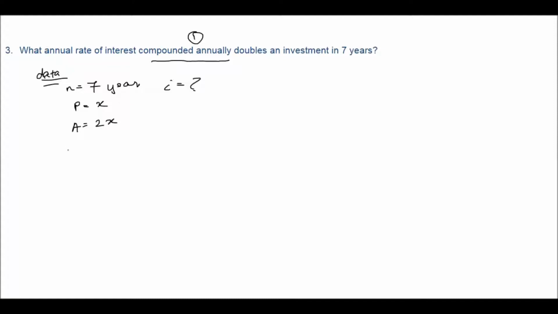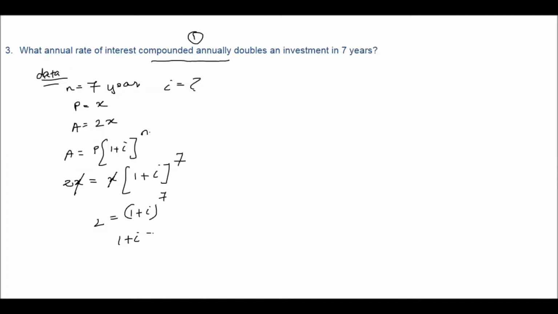Now what is the amount formula? Amount is equal to P into (1 plus i) the whole power n. Amount is 2x, here x, times (1 plus i) the whole power 7. The number of conversions is 7. Here I can cancel 2x and x. Now 2 is equal to (1 plus i) the whole power 7.